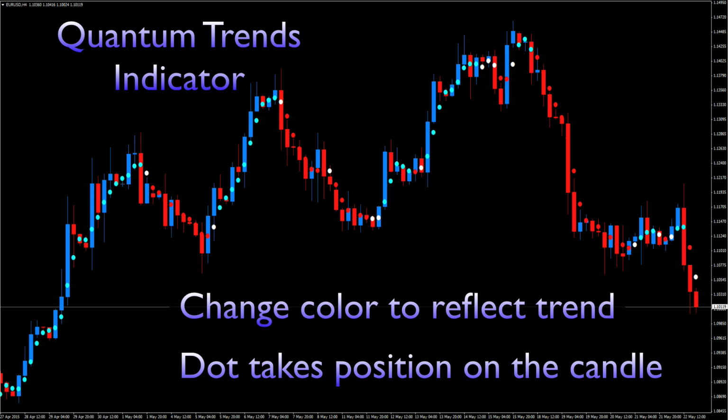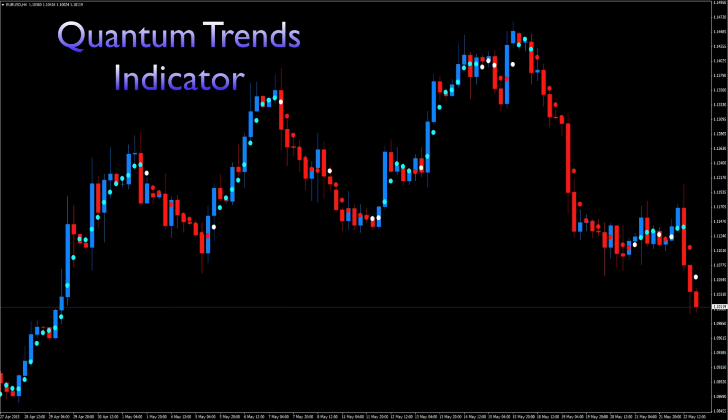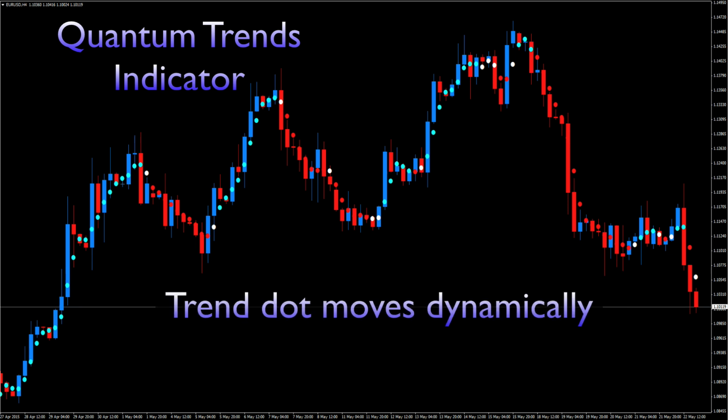And this is all revealed with the trend dot, which actually moves dynamically as the price action builds. And we're going to do that with a live example, which we've actually speeded up on a 1-minute chart to really show this in focus so that you can see the trend dot as it's created, how it's created, and the importance of where it sits within the price action.